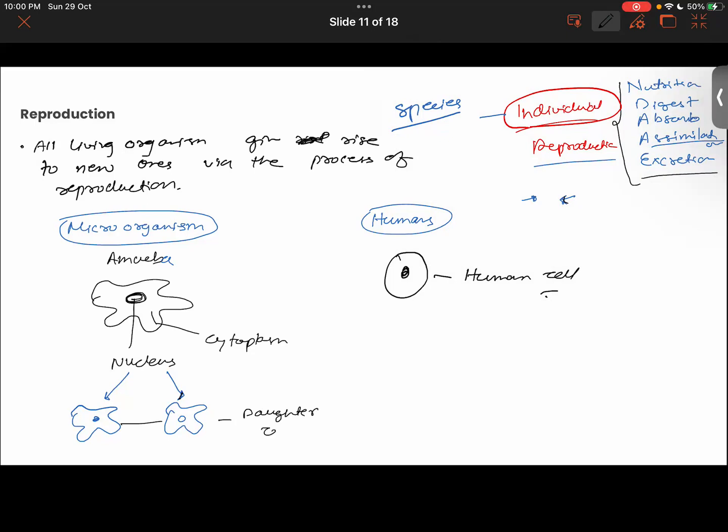right? So where did these daughter cells come from? Actually, they came from the parent amoeba, isn't it? This parent amoeba has now divided into two. Now we are calling them daughter cells. And if you were to look at the characteristics of the two, they are not different to each other in any way. The daughter cells and the parent amoeba are identical to each other. They have got the same body features.